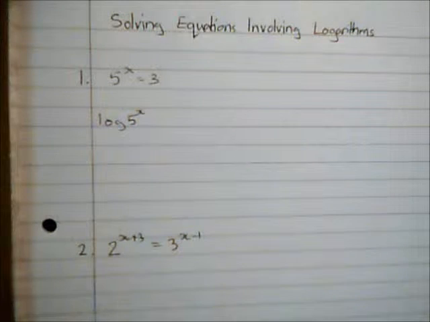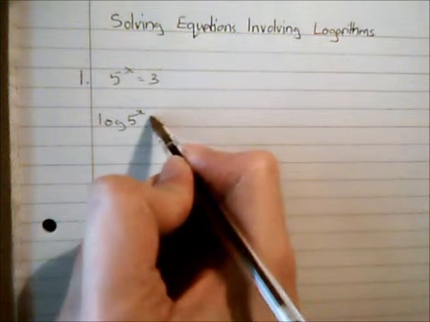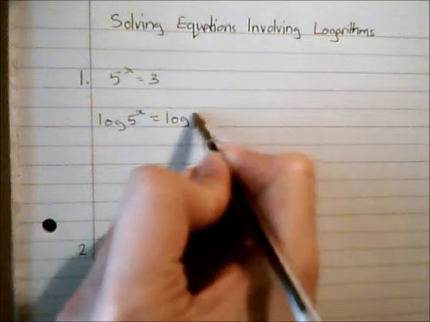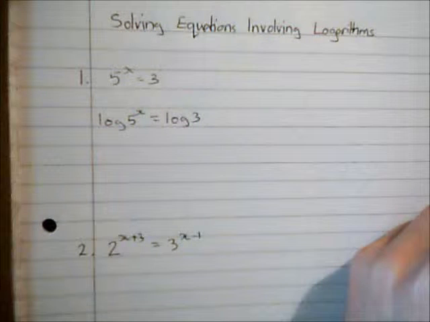In this video we're going to look at how we can solve equations that involve logarithms, or by using logarithms. So 5 to the power of x is equal to 3. So I'm going to start this by taking a log of both sides. So log of 5^x is equal to log of 3. And I'm just going to use base 10 here, so that's why I haven't recorded a base.